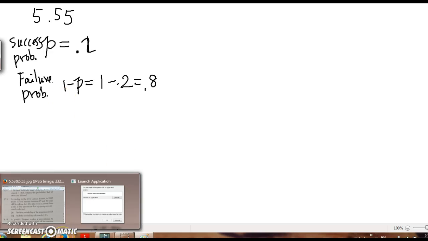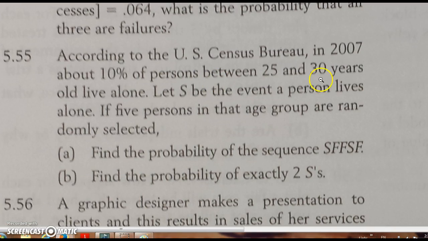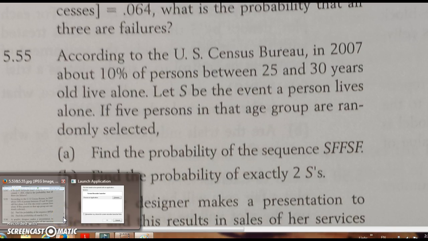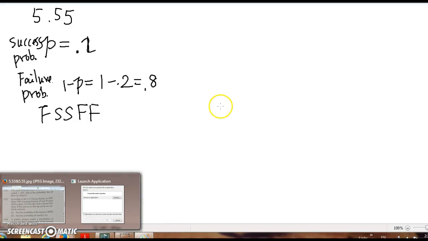We select 5 persons randomly, and we want SFFSF, and I'm going to change this a little bit. So instead of SFFSF, I can just randomly select anything. Let's say we have F, S, S, F, and F. So the order is a little bit different.